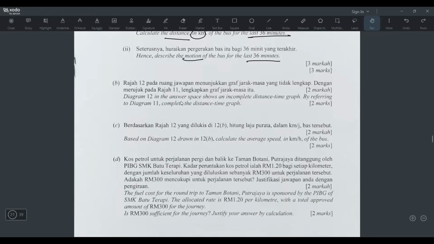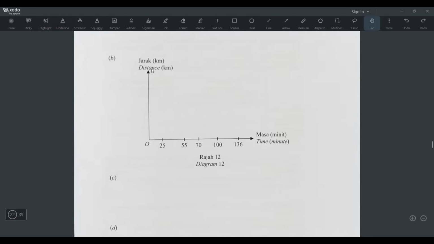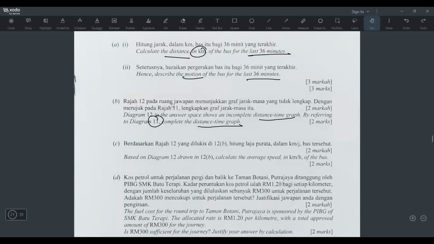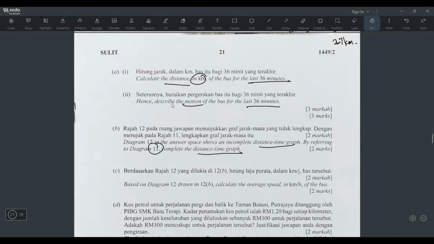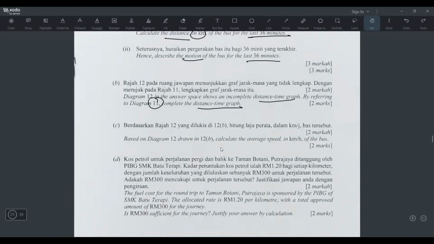Diagram 12 in the answer space shows an incomplete distance time graph. By referring to diagram 11, complete the distance time graph. Wait, so we have to convert to DTG. As you can see, I have to convert the STG to the DTG, right? When we convert STG to DTG, we have to make sure. Let's look at the time first: 25, 55, 70, 100, 136. So you can see it's the same.